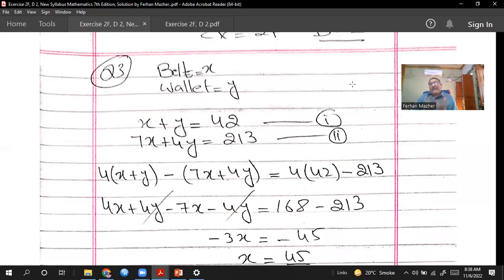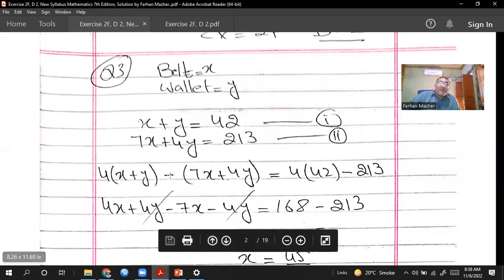So now look carefully at equation number 1 and equation number 2. The coefficient of x is not the same. The coefficient of y is not the same. So I will try to make the coefficient the same. I will try to make the coefficient of y the same. You can make the coefficient of x the same also, but I'm going to try to make the y the same.